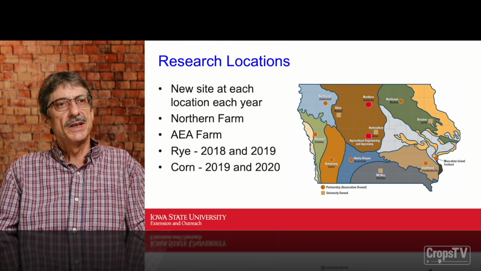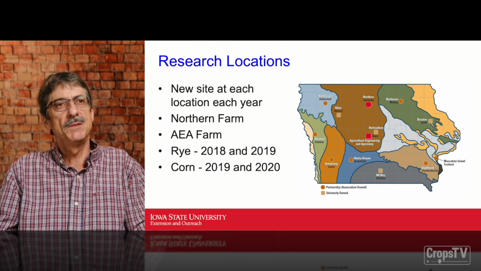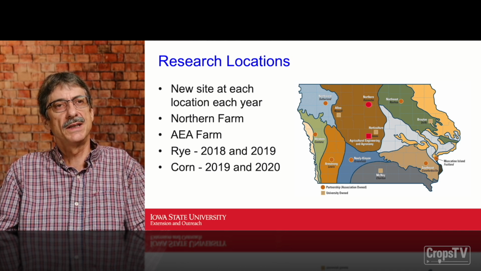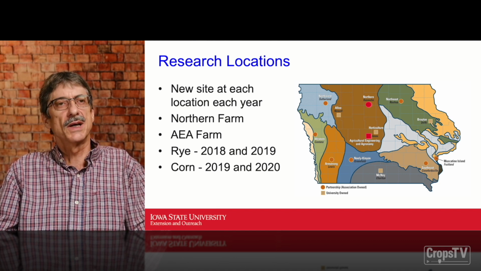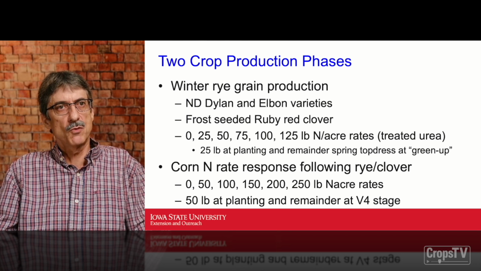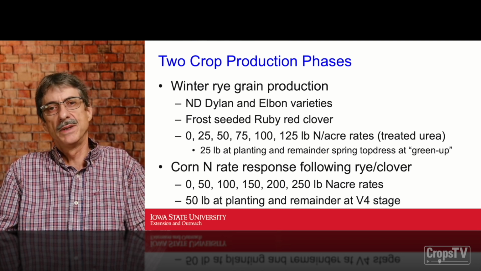So we ran this study at 2 locations, Kanawha Research Farm in northern Iowa and the AEA farm here west of Ames. Our rye production years were 2018 and 2019, and the corn was 2019 and 2020. And we had at each of the locations a new site each of those years. So we started the project with our fall rye seeding in the fall of 2017. We had 2 rye varieties, ND Dillon and Elbin. I'll talk a bit more about those in a minute.